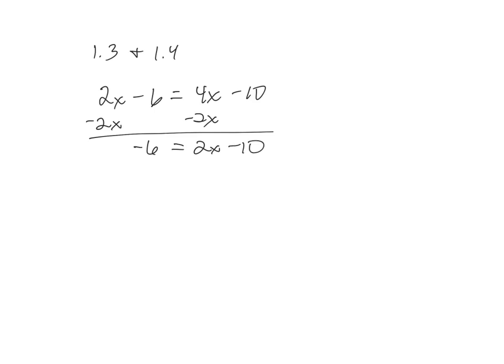Bring down the -6 and the -10. Be careful of this negative sign right here. Sometimes people just put 6 and the negative gets lost. So be careful of that. Then I'll add 10. And I get 4 equals 2x.